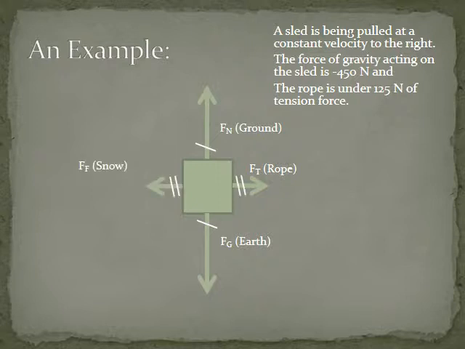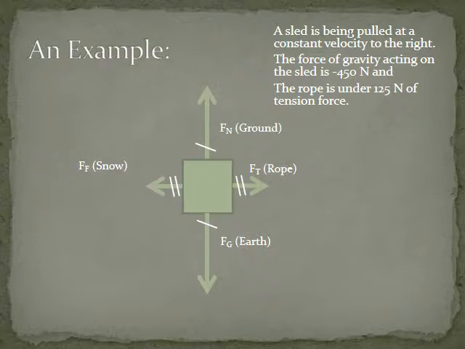And I'm going to put in a force of friction, which is slowing the sled down, and that's from the snow. I know the tension force and the friction force have to be equal to each other as well, because that sled is being pulled at a constant velocity. So delta P is 0.